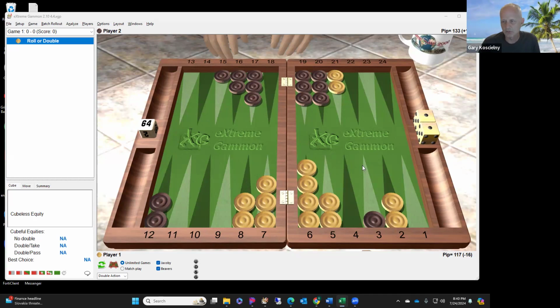Is it a take though? Does black have enough of an advantage? Clearly not in the race, clearly not in the blitz, and clearly not in contact because he doesn't have an anchor. But he does have the advantage in the priming game plan. So the question is, is that enough?